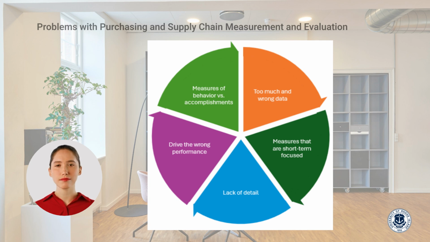In other cases, metrics unintentionally drive the wrong behavior. For example, if buyers are evaluated only on cost reduction, they may select suppliers that are cheaper but less reliable. Finally, some measurement systems focus on behaviors rather than actual accomplishments. Effective measurement should emphasize results rather than activity.